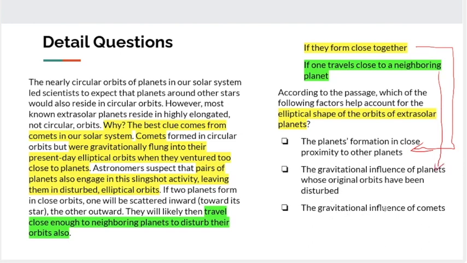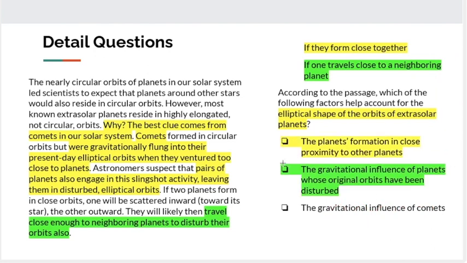The gravitational influence of comets, no. They talk about comets, but they don't describe them as having a gravitational influence on planets. Rather, they use that as sort of a reference point or an analogy in terms of what's going on with the pairs of planets. So our correct answer here will be the first two options. So remember, with these check all that apply, you can have one, two, or all three of them be correct. But in this case, it's the first two that are correct.